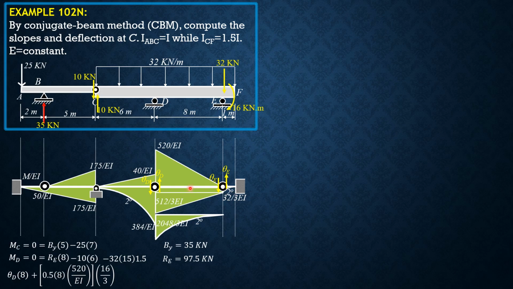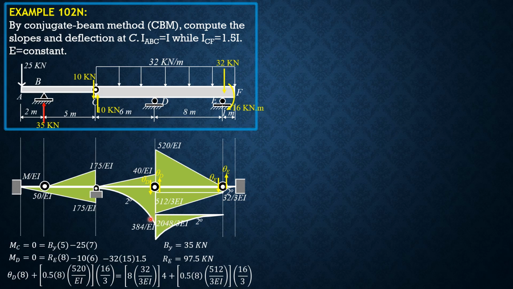Then minus 8 times 32 over 3 times 4, or equals 8 times 32 over 3 times 4, plus the moment of this area: 0.5 times 8 times 512 over 3 EI, with 2/3 of 8, or 16/3, as the moment arm. Then this area is 1/3 times 8 times 2048 over 3 EI.